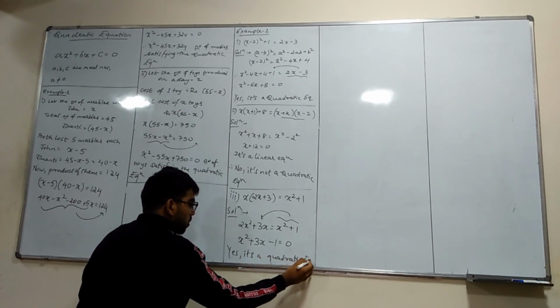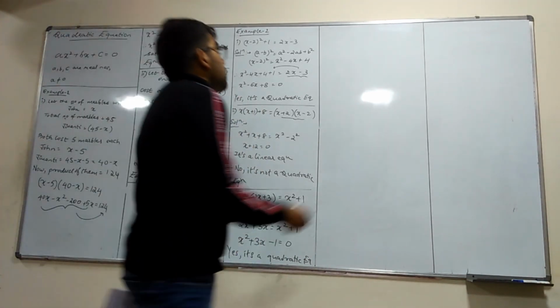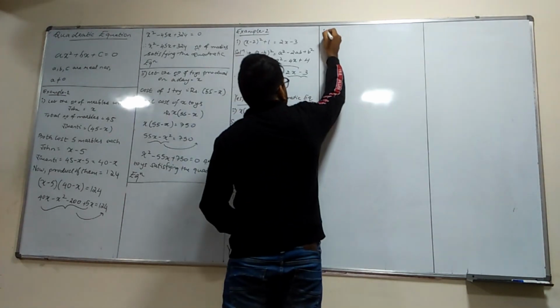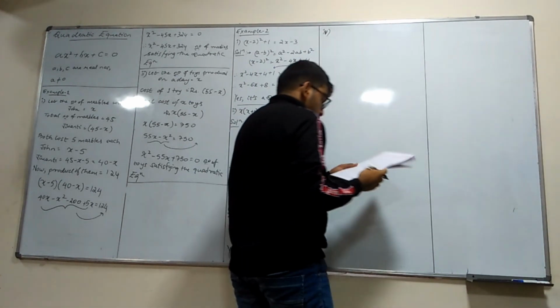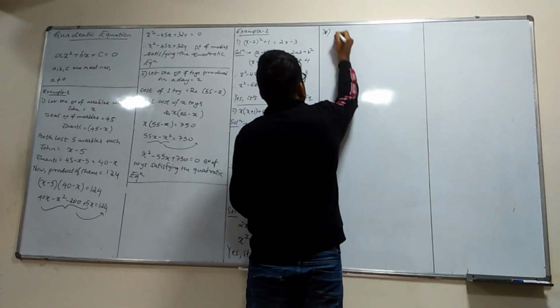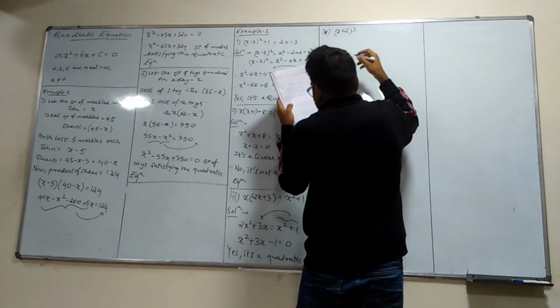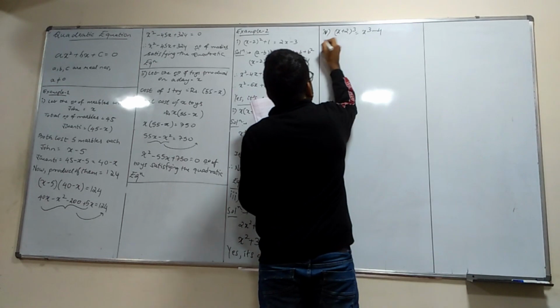Equation. Then the fourth sub question we have here is like this. So (x plus 2) the whole cube is equal to x cube minus 4.